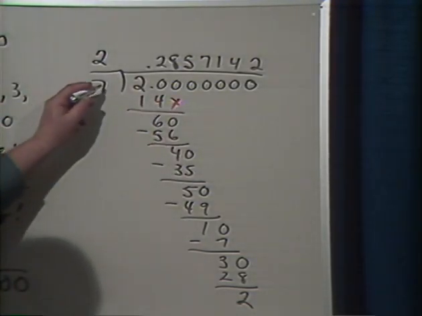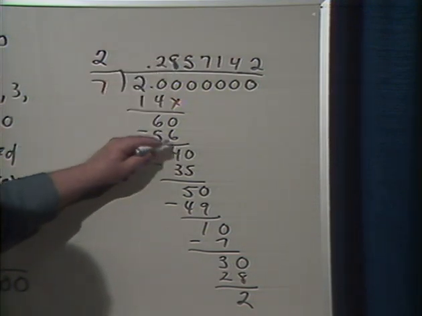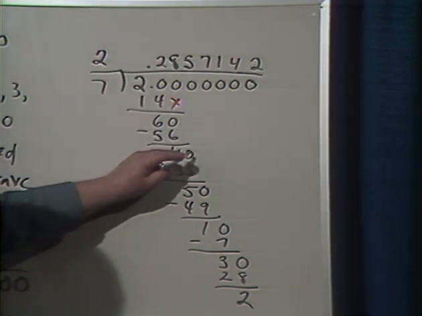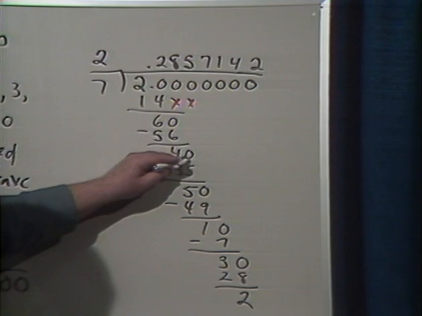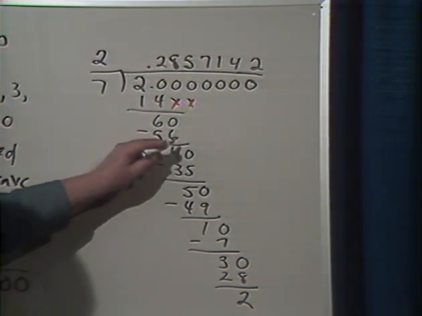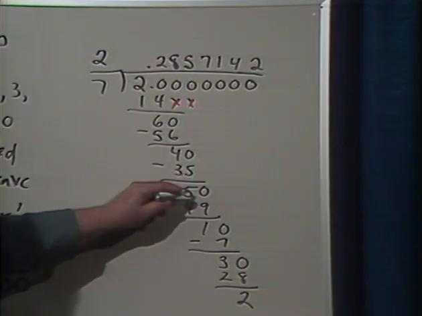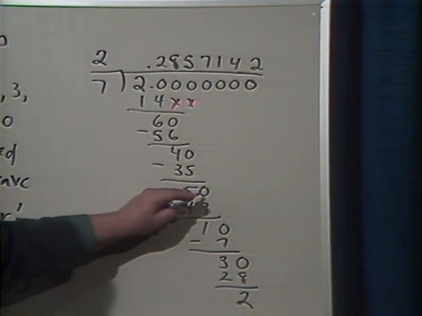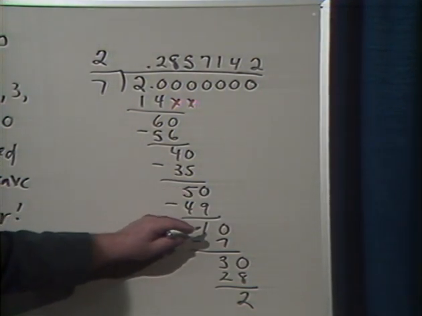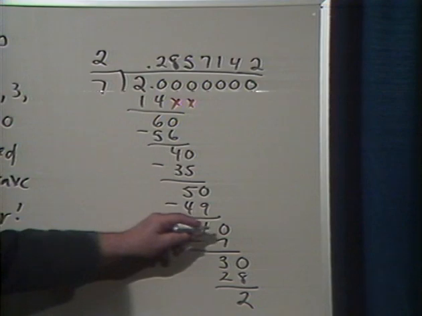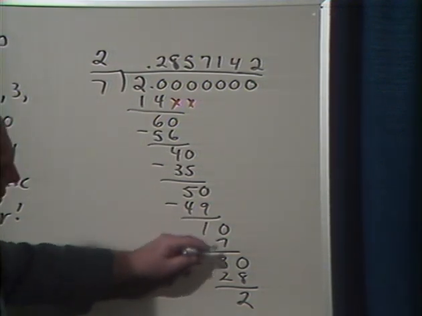Oh, this is going to be a tough one. 7 goes into 60 8 times. 56 from 60 is 4. I bring down another 0. 7 goes into 40 5 times. 35 from 40 is 5. I've got to bring down another 0. 7 goes into 50 7 times. The remainder is 1. Boy, this is really going on. Bring down another 0. I subtract. 7 from 10 is 3.